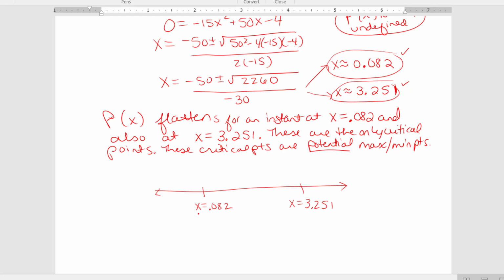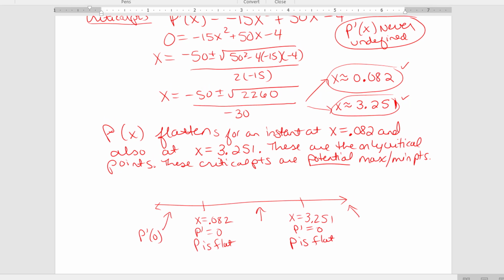So I'm going to start with the critical points. At the critical points, p prime equals 0, so p is flat. Again, at this other critical point, p prime is 0, so p is flat. We now want to test the 3 intervals. Testing is occurring in the p prime function. Pick a value down here to the left of x equals 0.082. So for example, x equals 0. I'm going to plug x equals 0 into p prime, and I'm going to evaluate it.